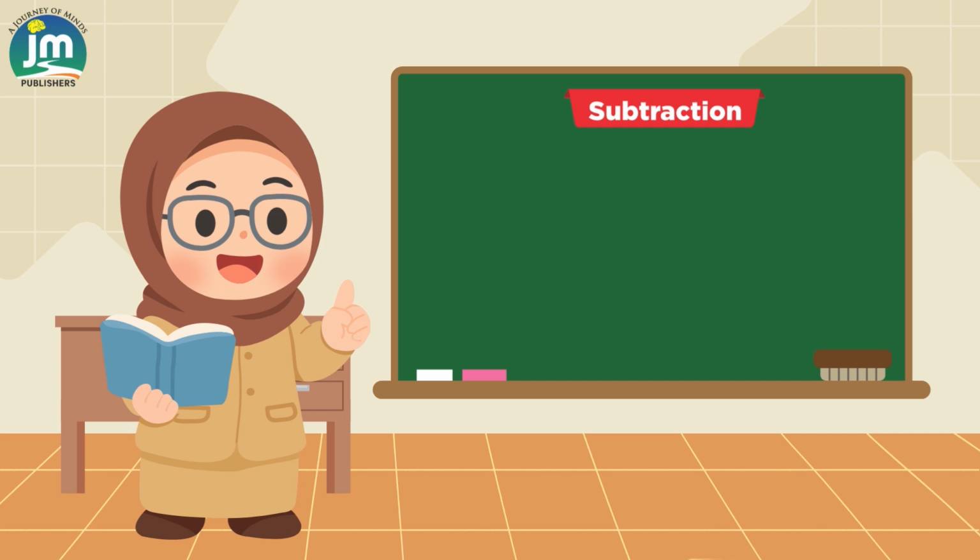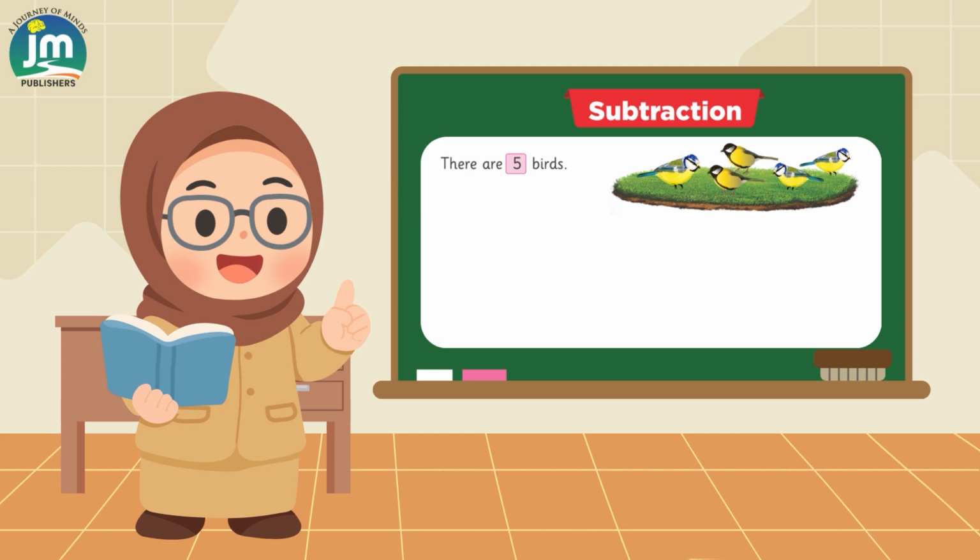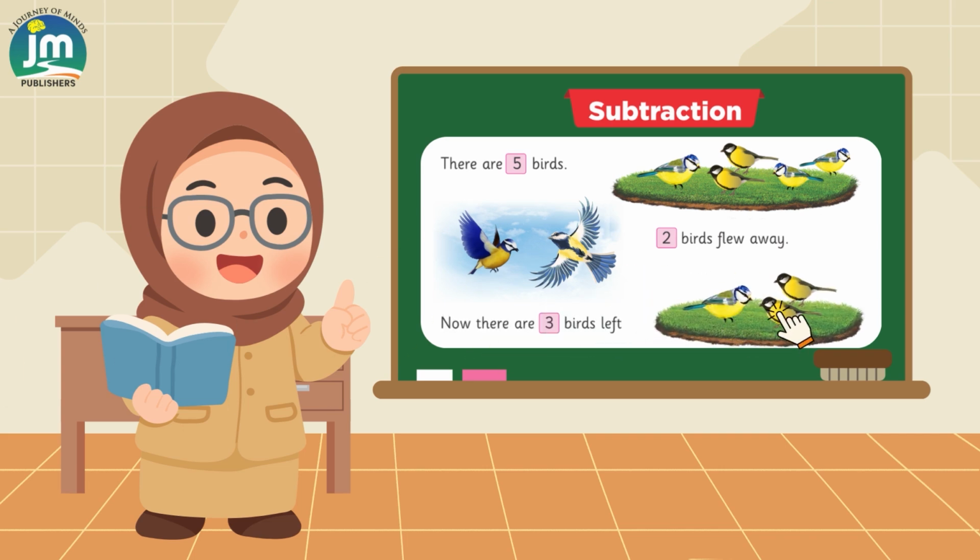For example, look, there are 5 birds sitting on the grass. Now 2 birds flew away. Let's see how many birds are left. We count 1, 2, 3. So 5 minus 2 equal 3. Say it with me. 5 minus 2 is equal 3.